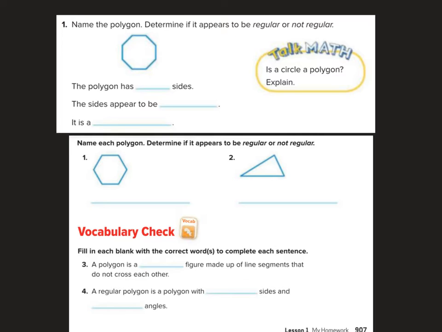Name this polygon and determine if it appears regular or not regular. So this polygon has 1, 2, 3, 4, 5, 6, 7, 8 sides. The sides appear to be equal. No, what's our word we're using? Congruent. Sides appear to be congruent. So that means this shape is an octagon.